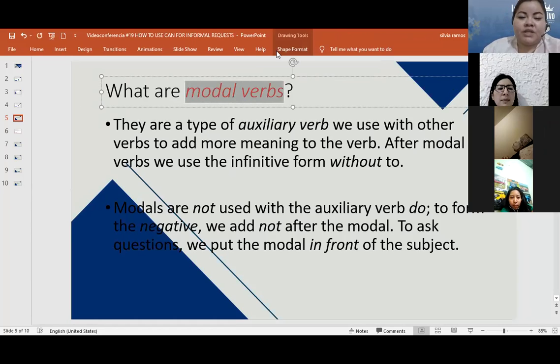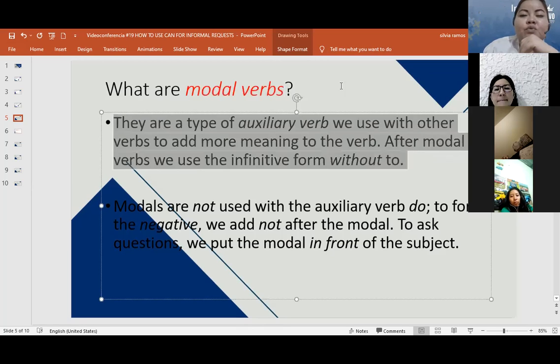These modal verbs, they are more like auxiliaries. You know, they are more like do, does. Son bien parecidos los usos. Okay, ¿por qué? Porque nos ayudan a modificar el verbo principal. Okay, that's what they do. They help us to modify the main verb. So we're going to start here with the first example.